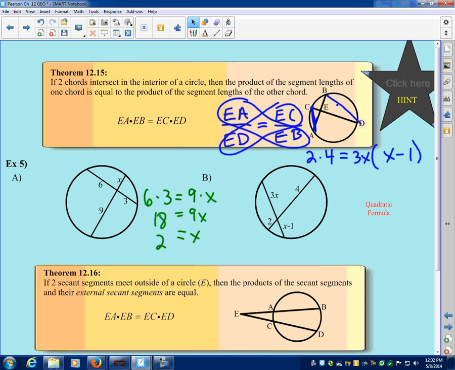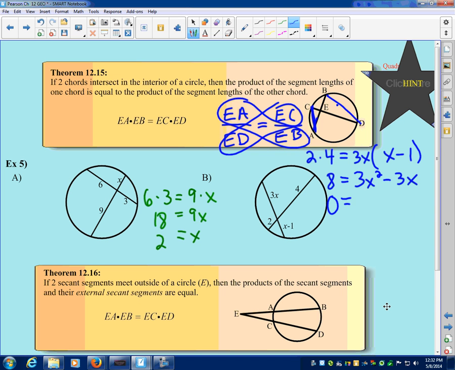So let's move our little hint over. So keep in mind quadratic formula. So 2 times 4 is 8. 8 equals 3x squared minus 3x. If I'm going to use the quadratic formula on this thing, what do I need to do first? Yes, minus the 8 to the other side. It has to be equal to 0. So I'm going to subtract the 8 over. Otherwise, you won't have the right sign on your c that you're plugging into the quadratic formula. Okay, so we have 0 equals 3x squared minus 3x minus 8.